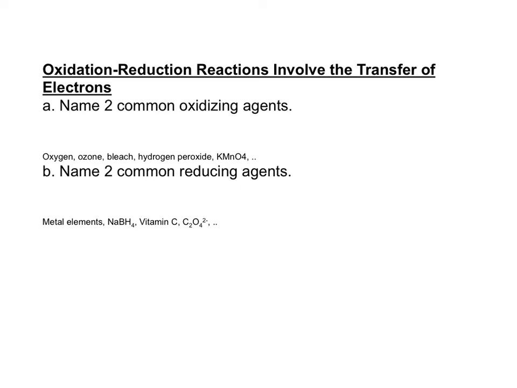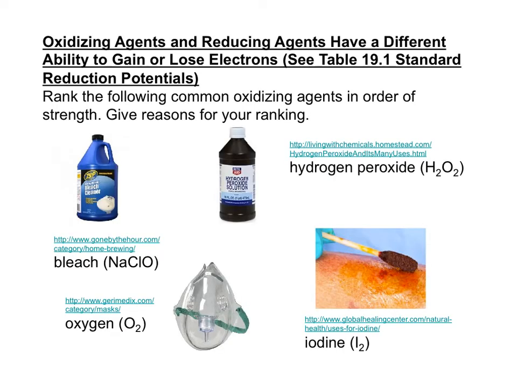Many common reactions are oxidation-reduction reactions, so stop the video and check around your house to see if there's any oxidizing agents or reducing agents or both at home. So here are the answers. You probably have some bleach and hydrogen peroxide at home. And maybe you have vitamin C, which is a reducing agent at home too. Bleach, hydrogen peroxide, oxygen, and iodine are 4 common oxidizing agents. So stop the video and identify which one is the strongest oxidizing agent, which one is the weakest.